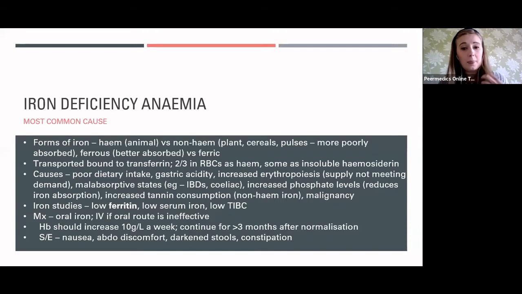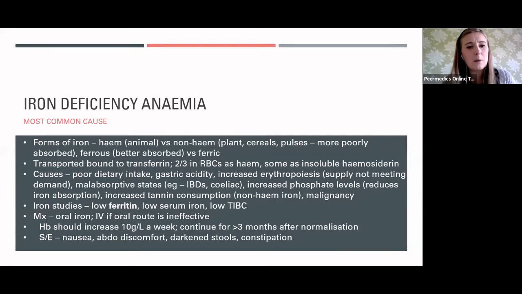As for causes, most of the time we're not taking enough in, or we are having to produce more, so for instance pregnant women, and we can't meet demands from what we're taking. There are also states of malabsorption, like celiac disease, Crohn's, ulcerative colitis. I've said dietary already, pregnancy, and malignancy. It can happen quite a lot in that as well.